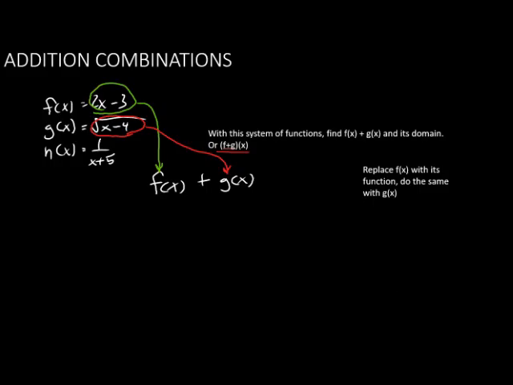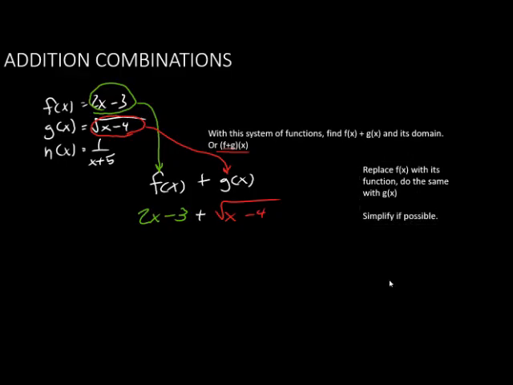Therefore, f(x) becomes 2x minus 3. The g(x) also becomes square root of x minus 4. Once we've written both functions, we simplify if possible.